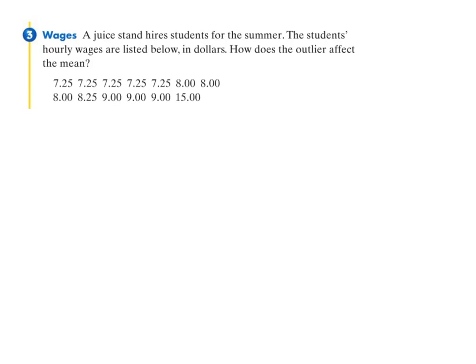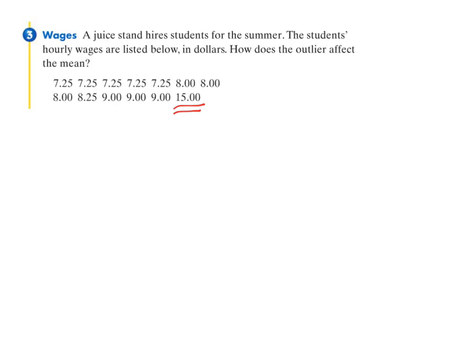Let us try this problem. A juice stand hires students for the summer. The students' hourly wages are listed below in dollars. How does the outlier affect the mean? Let us first try to understand which is an outlier in this. If you look at all the data items, 15 is an outlier.